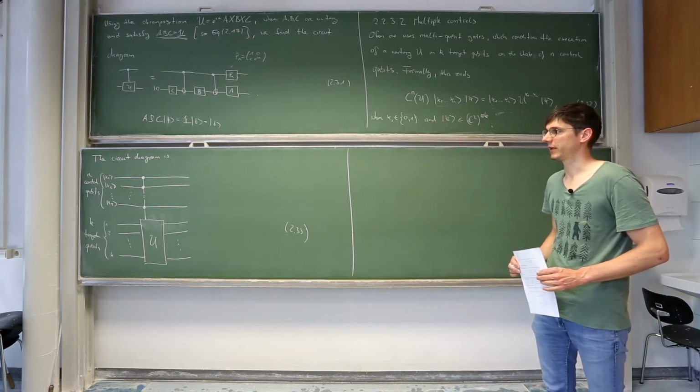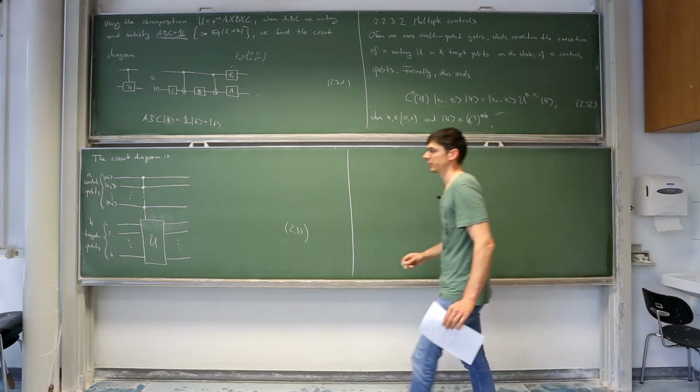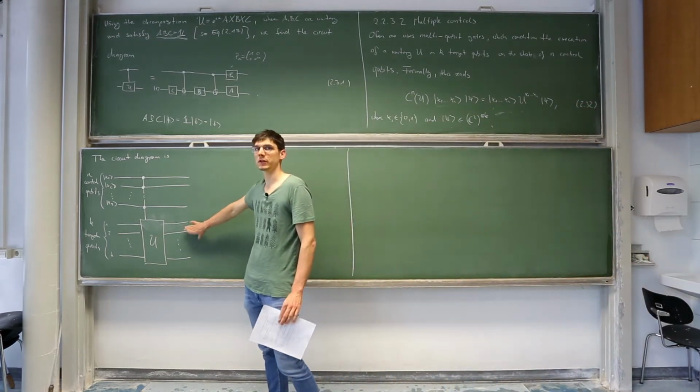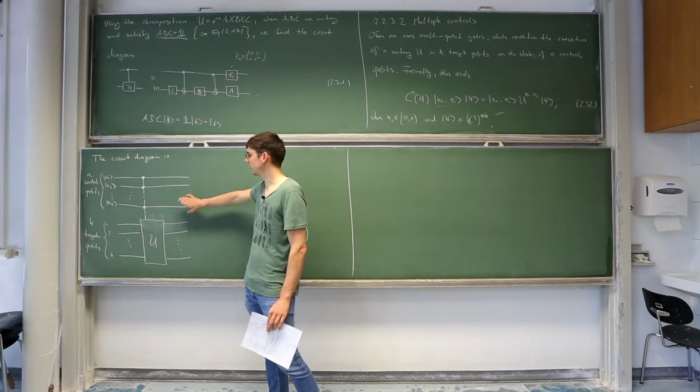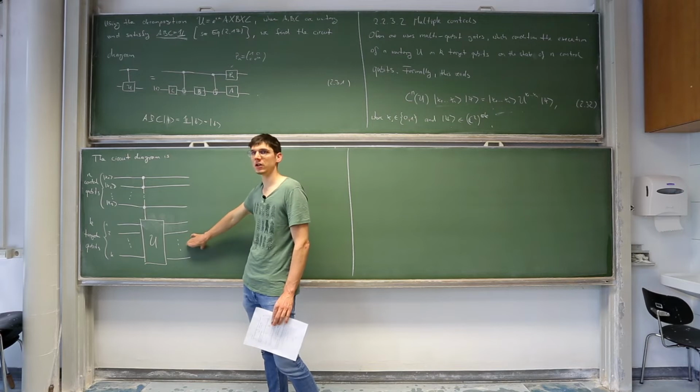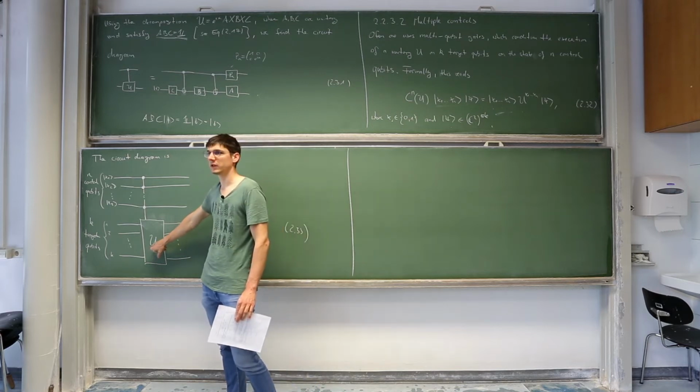Okay, this is now a very general description of a controlled unitary operation, right? Because we didn't specify how many controls, and we didn't specify how large the target is and which operation we perform at the target.